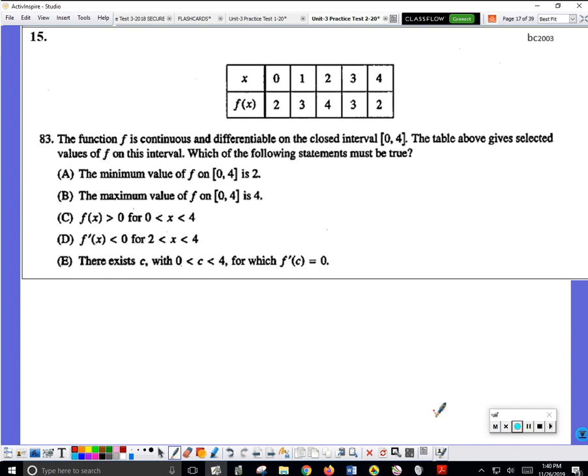The function f is continuous and differentiable. It will give selected values, which say this must be true. The minimum value on f from x equals 0 to x equals 4 is that the minimum y coordinate is 2.